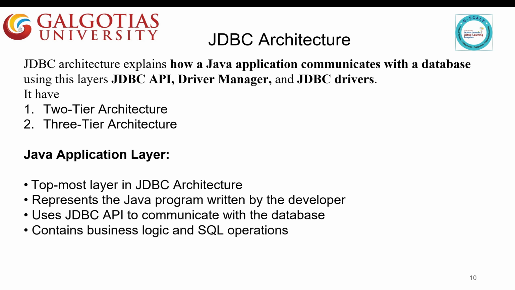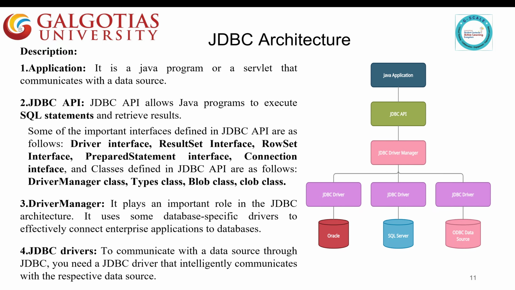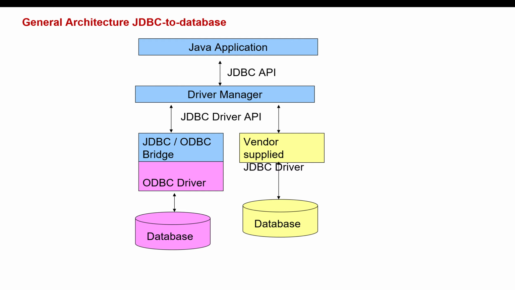JDBC architecture explains how a Java application communicates with a database. It consists of the Java application layer, JDBC API, driver manager, and JDBC drivers. JDBC supports both two-tier and three-tier architectures. The Java application contains business logic and SQL statements. The JDBC API provides interfaces such as driver, connection, statement, and result set. The driver manager manages database specific drivers. JDBC drivers communicate directly with the database.